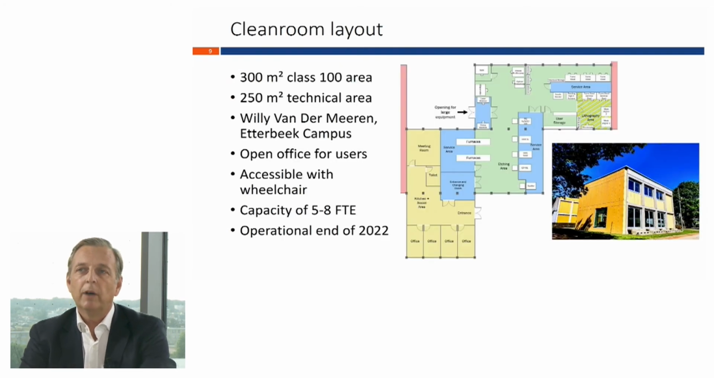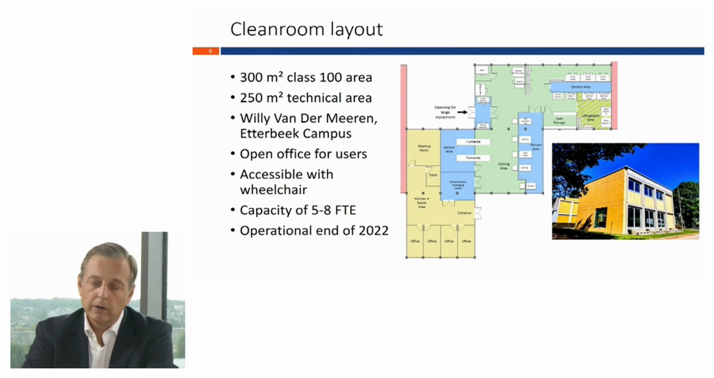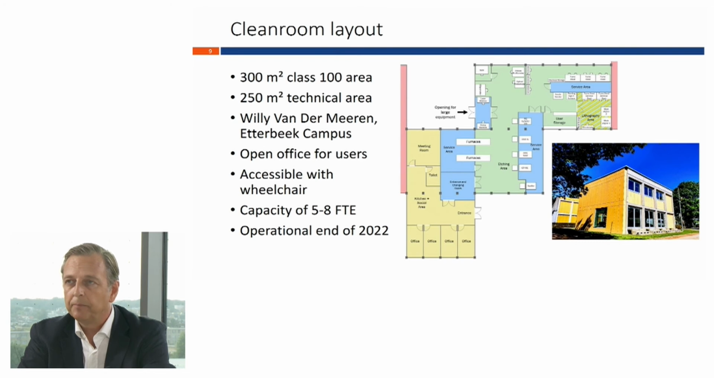So we will build a 550 square meter clean room right in the middle of the Etterbeek campus in one of these old student houses, Willy van der Mere, which are protected. So it's a very nice area. It will be accessible with wheelchair, with offices for users, and we plan a capacity of 5 to 8 full-time equivalent users. We expect to be operational end of 2022, and the works are starting as we speak here.